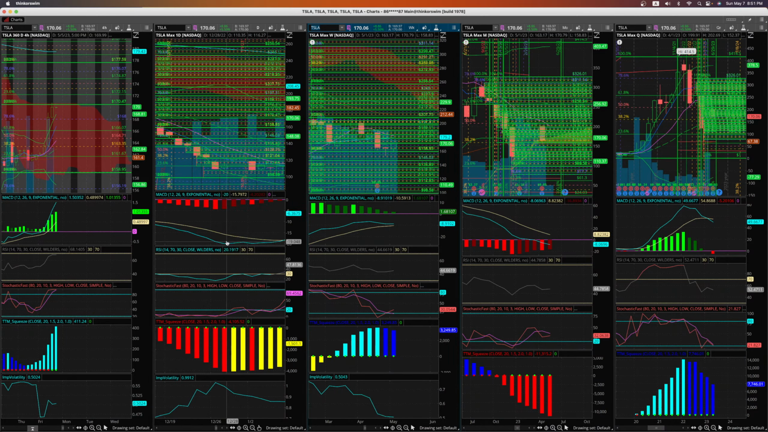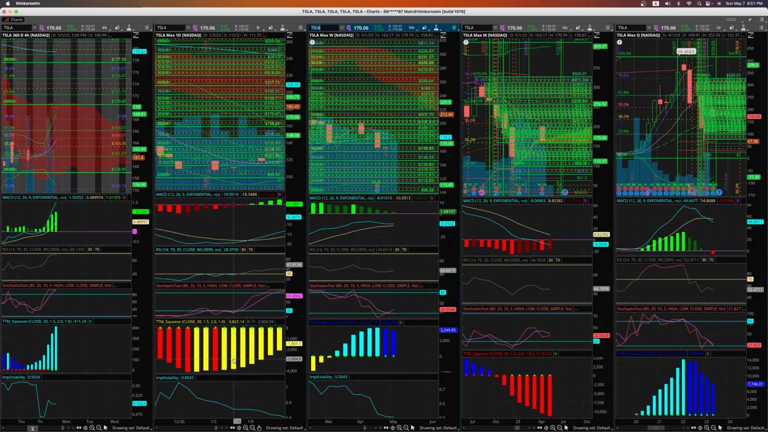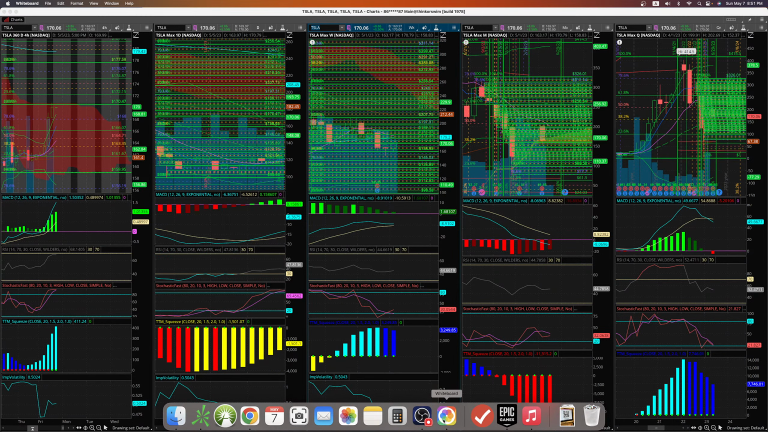The MACD is not golden cross yet. The stochastic fast got a golden cross. We got a yellow bar, and then what happened? Let me show you something here actually.